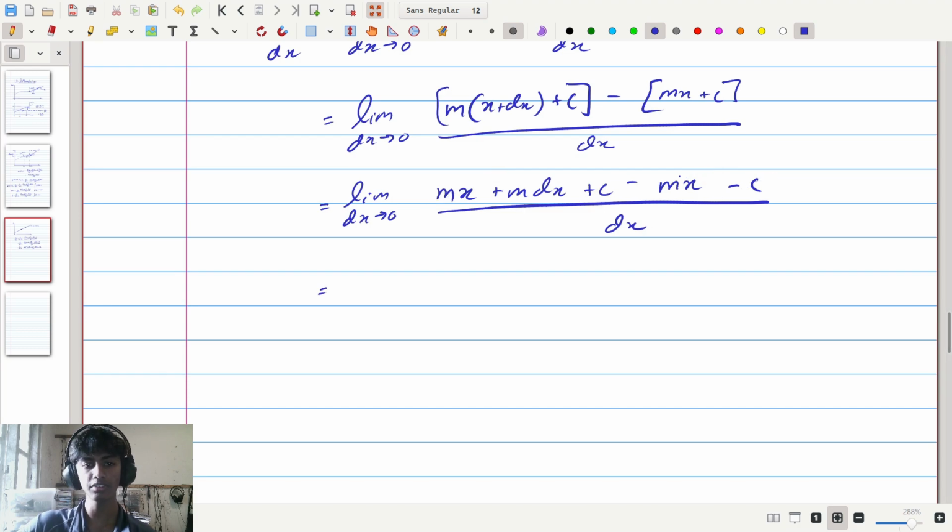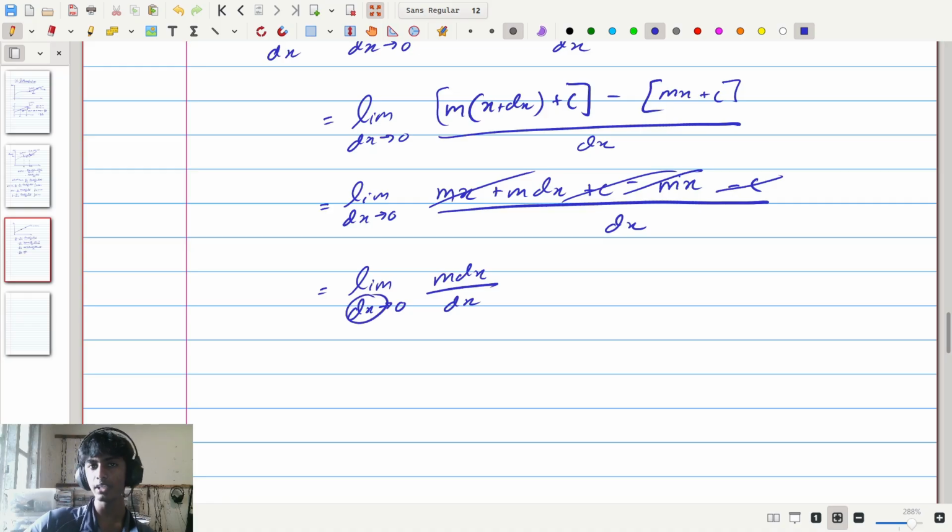So then we can see this is equal to the limit as dx approaches 0 of, cancelling everything, we are left with just m times dx. So we have m times dx divided by dx over here. Since dx is approaching 0, this means that dx is not actually equal to 0 yet. So we can cancel out these two. This is not 0 divided by 0, because each of these values dx are not equal to 0.